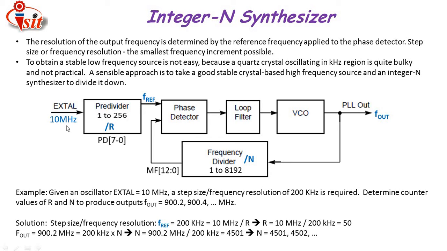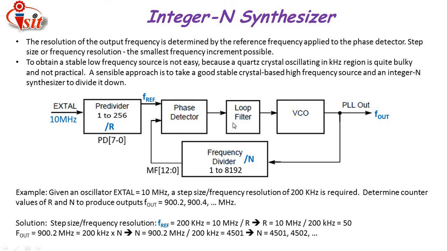That means a higher frequency signal is applied as an input to this circuit, and the pre-divider circuit can divide the signal from 0 to 7 along with 1 to 256, which is given as a reference frequency. That reference frequency is applied to the phase detector circuit. The phase detector detects the phase of that signal, and the detected phase signal is applied to the loop filter.